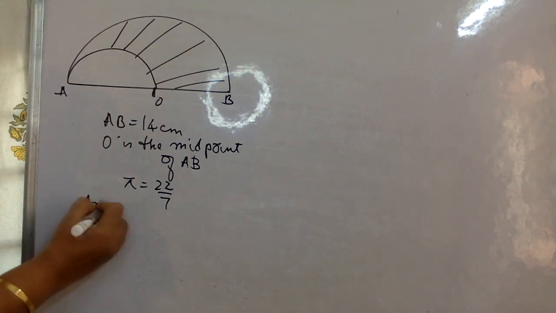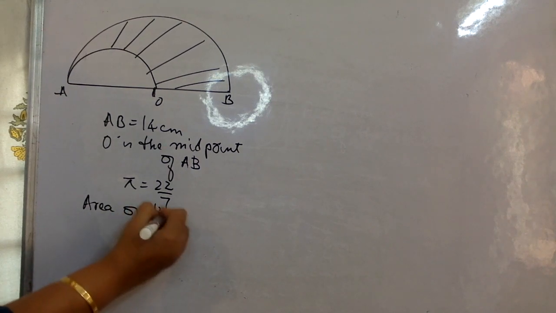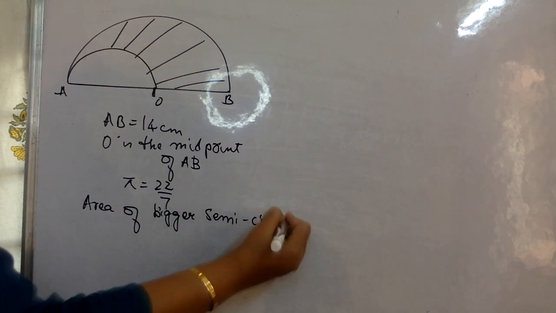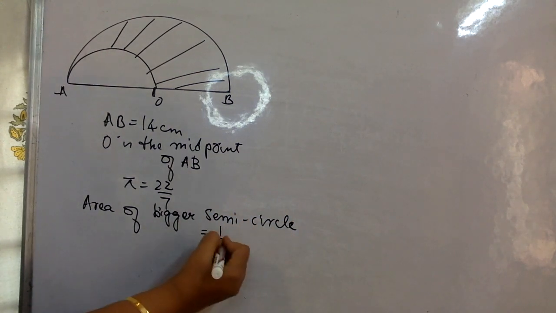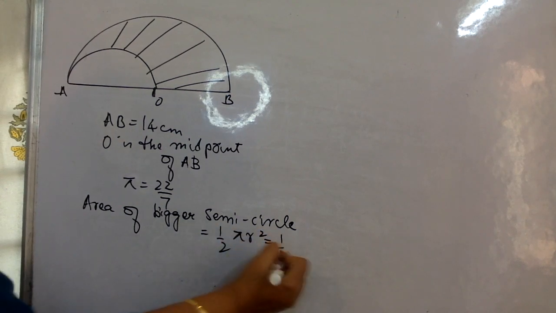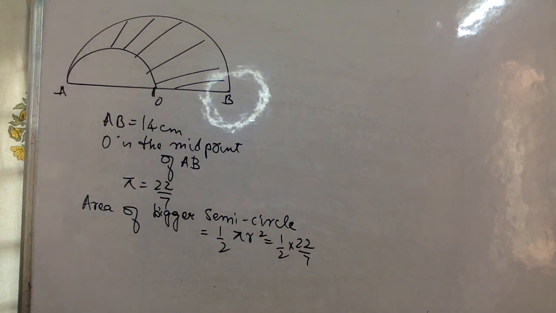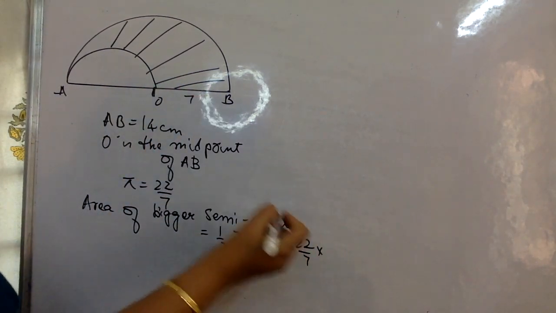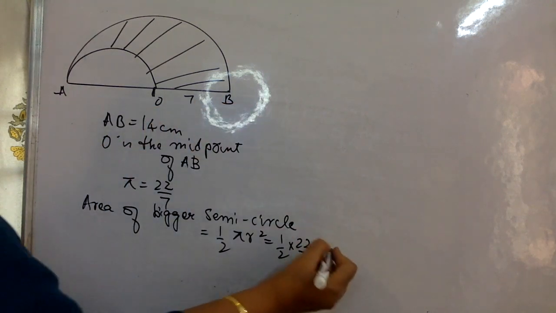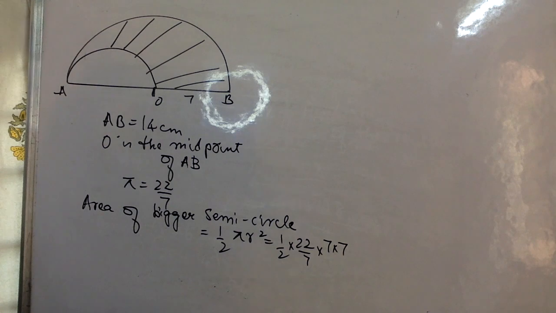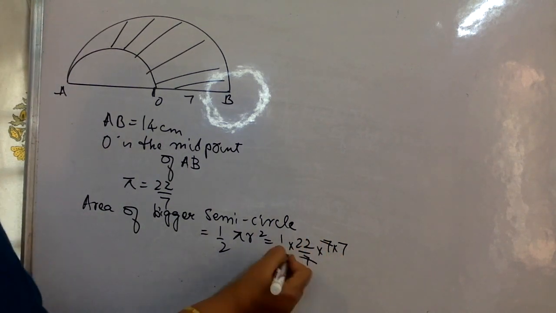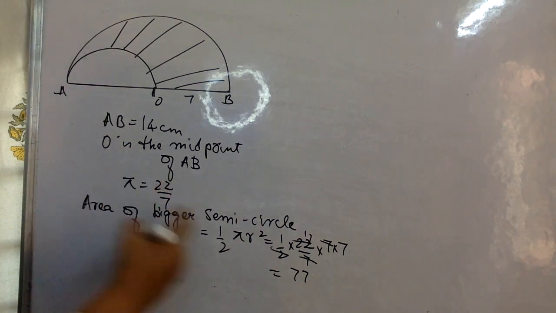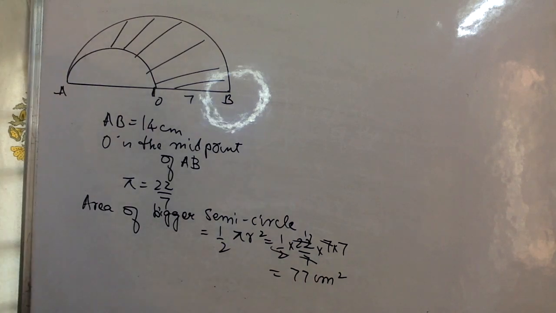So area of the bigger semicircle is equal to half pi r square, that is half into 22 by 7 into r square. If this full thing is 14, then r is 7. So from O to B is 7 because O is the midpoint. So 7 into 7, half pi r square, cancel this, 11. So 77 comes to 77 centimeter square. That is the bigger semicircle.